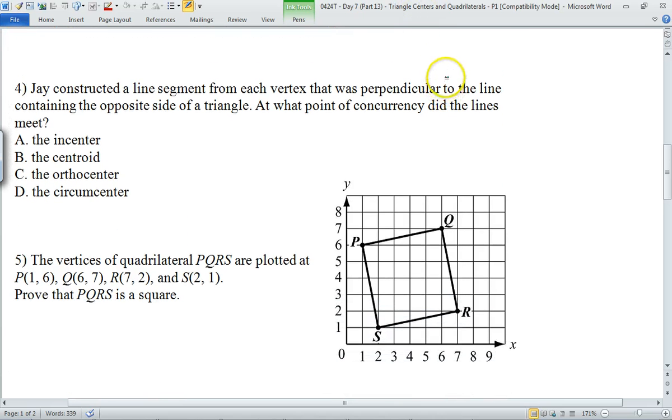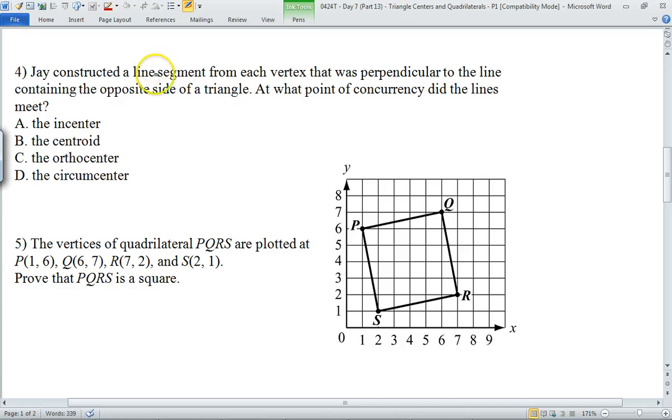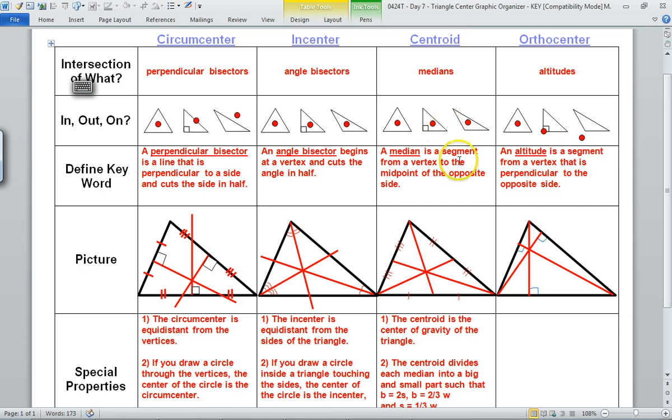Okay, look at number 4. J constructed a line segment from each vertex that was perpendicular to the line containing the opposite side of the triangle. At what point of concurrency did the lines meet? So he said he went from vertex, and then he went perpendicular to the line. Vertex, perpendicular. Look at these pictures. Which one of these 4 pictures is doing what he just described? Is it the first one, second, third, or fourth one?